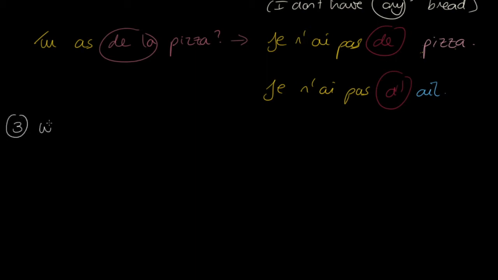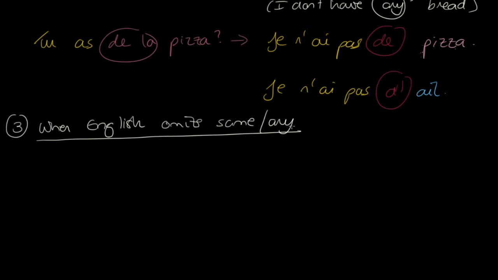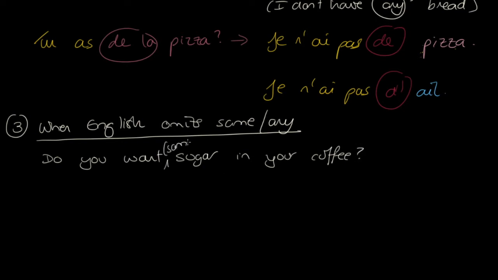The final thing I'm going to tell you about, before I let you get on, is that there are instances in English when we don't use the word some or any. So when English omits some or any, think, for example, do you want some sugar? Or we could say, do you want sugar in your coffee? Or, do you want some sugar in your coffee? Do you want any sugar in your coffee?